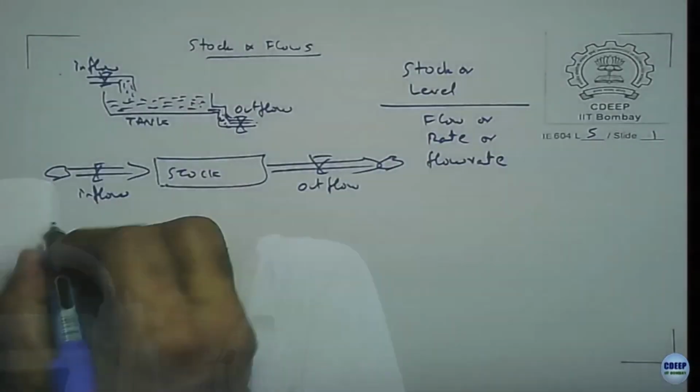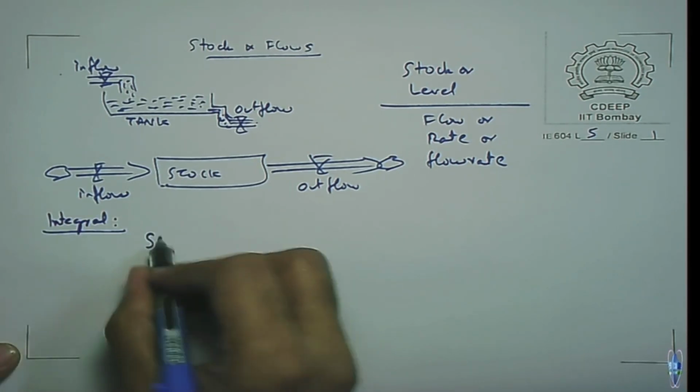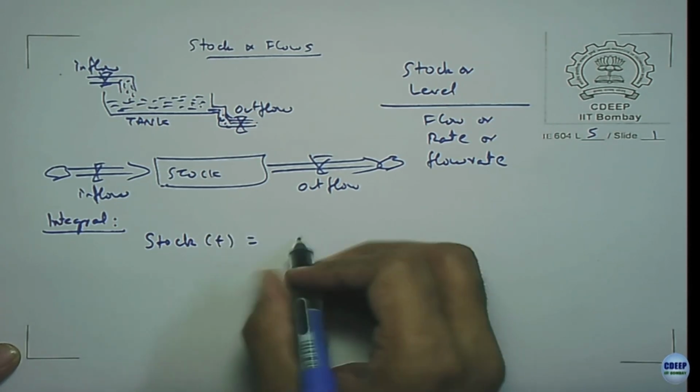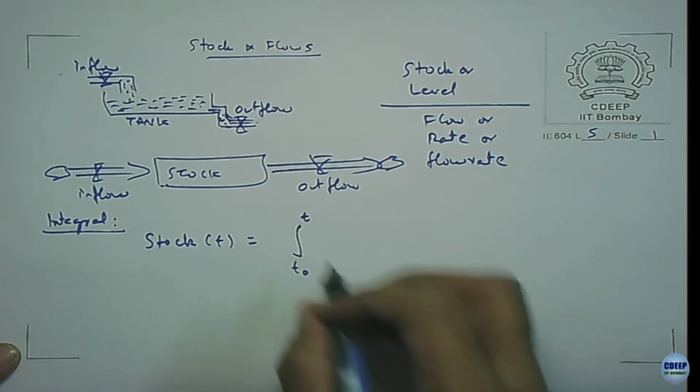For example, we can view it as an integral. Viewed as an integral, you can say stock at time t is an integral from time 0 to current time t.